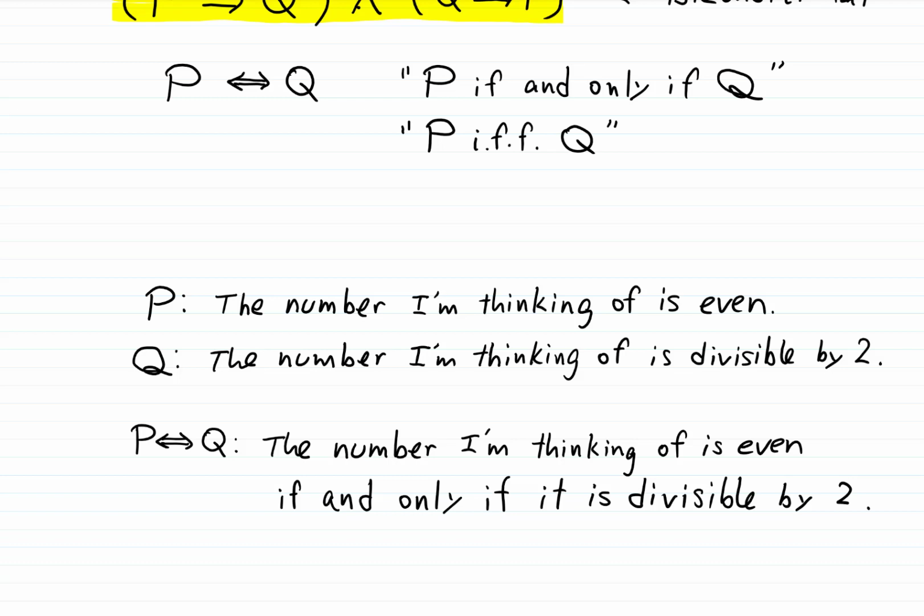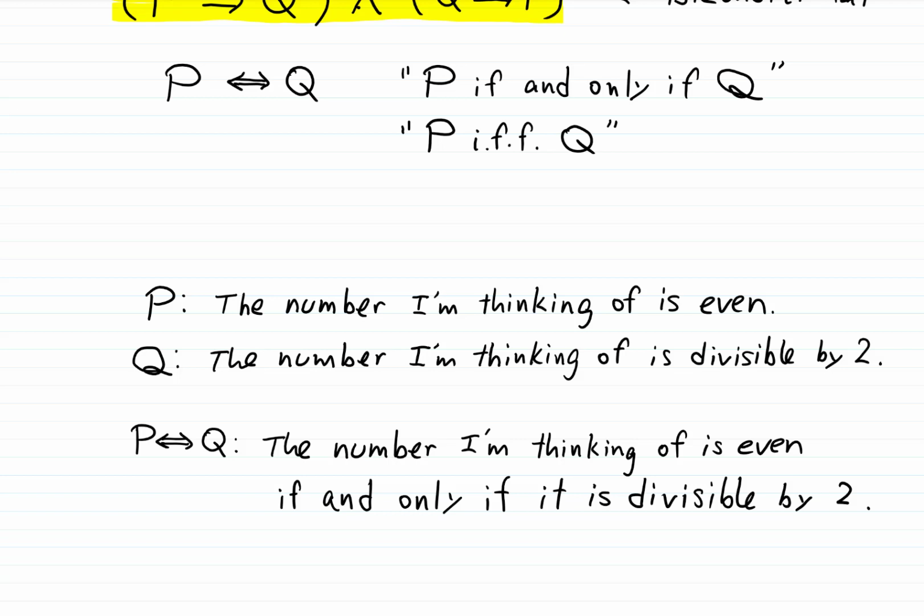That's a biconditional statement. Okay? Is it true or false? Well, that's a whole other question. This one happens to be a true biconditional statement, because that's the definition of the word even. The definition is divisible by 2. So it's true to say the number I'm thinking of is even if and only if it's divisible by 2.